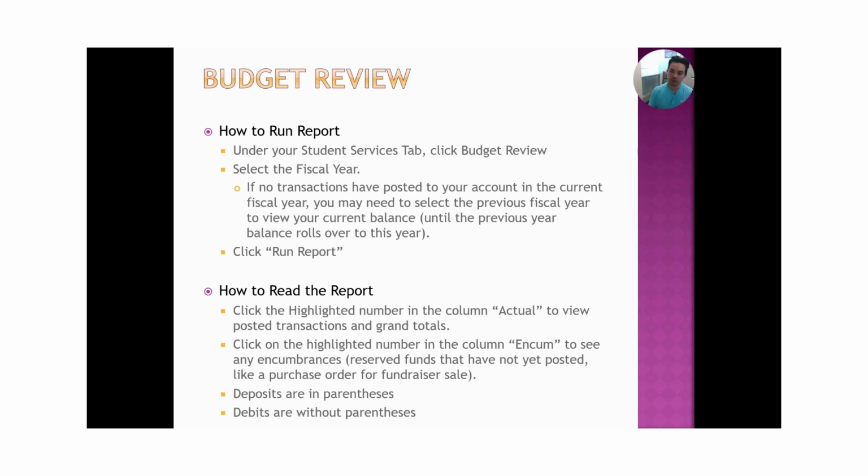We are in the process of forwarding all of the balances from last year, so you should see it shortly if you have not seen it yet, but please follow those steps. Once you can see it, how you read the report, you're going to see a few columns. You're going to see the actual, which is the actual money in your account, and then you're going to see the column that says income, which stands for encumbrances, and those are reserve funds that have not yet posted to your account, like a purchase order for a fundraiser sale.